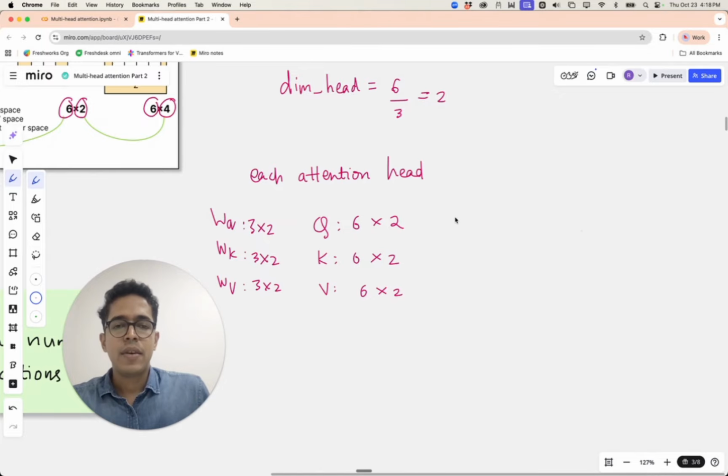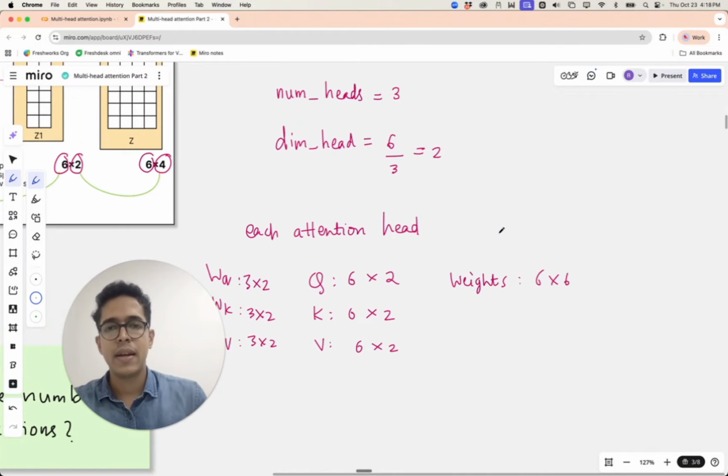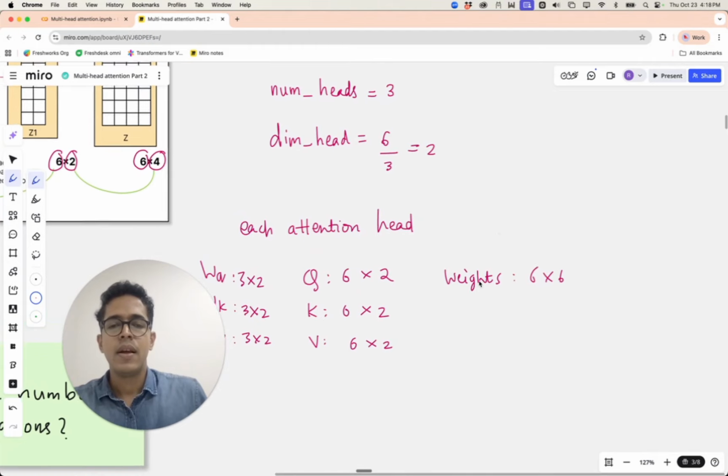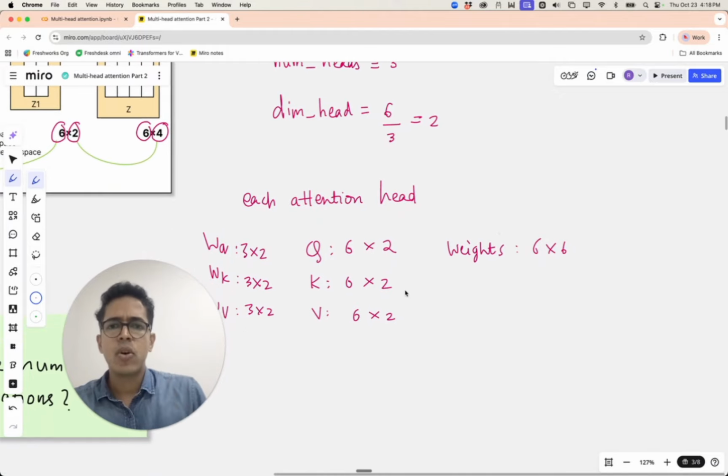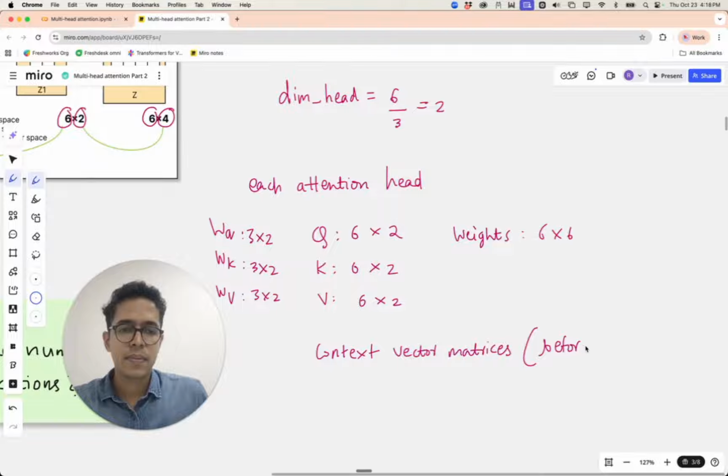Then your attention weights should be a matrix of size 6 by 6 because you have 6 queries and 6 keys. So after dropout also it will be 6 by 6. But like that, how many weight matrices will you have? You will have 3 weight matrices because you have 3 attention heads. Number of heads is 3. And finally, just before concatenating, your context vector matrices before concat.